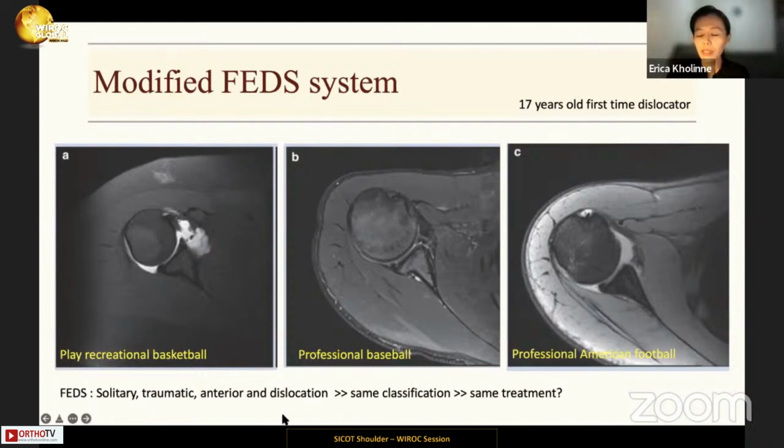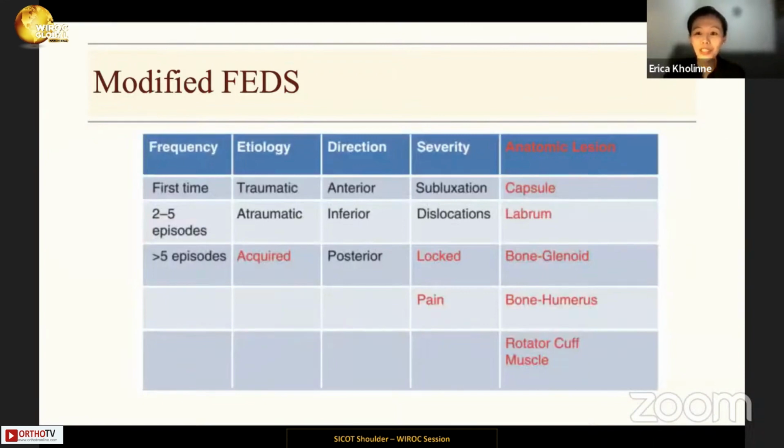If I use the FATS system to classify this instability, it means solitary, traumatic, anterior, and dislocation. They have the same classification. However, most of us, or at least I, will recognize that each case should be treated differently. Perhaps I would vote for case A to be likely to improve with therapy. Case B might need a labral repair. Case C might need a glenoid reconstruction. So in light of this, the anatomic lesion should always be considered in the current classification.